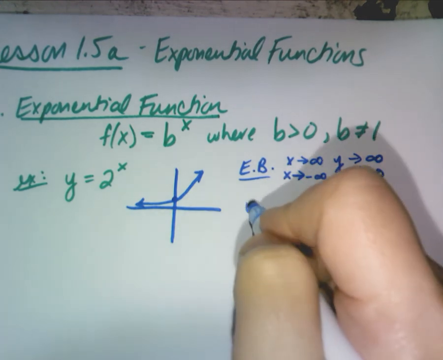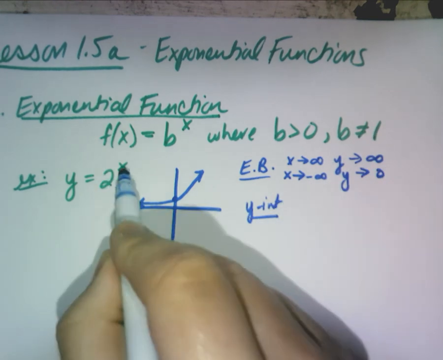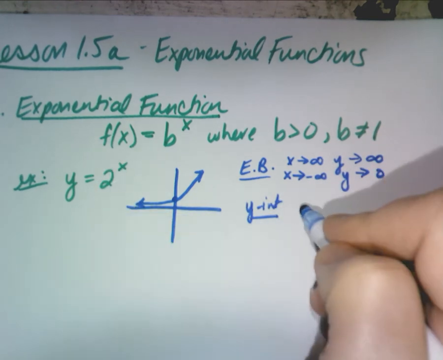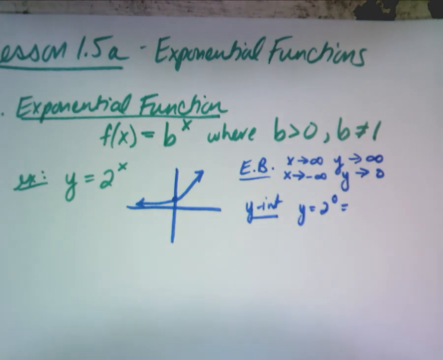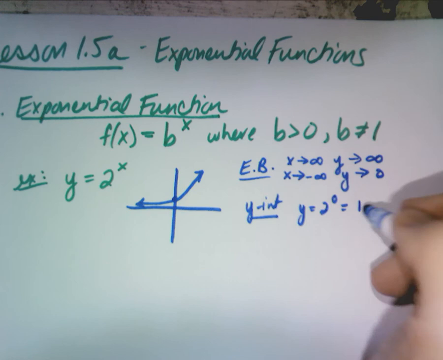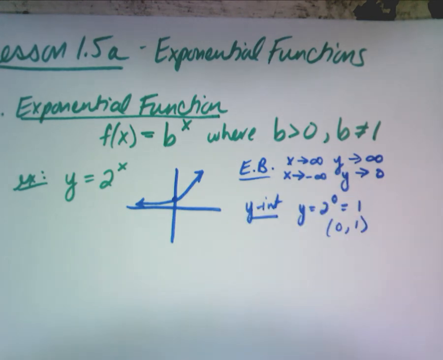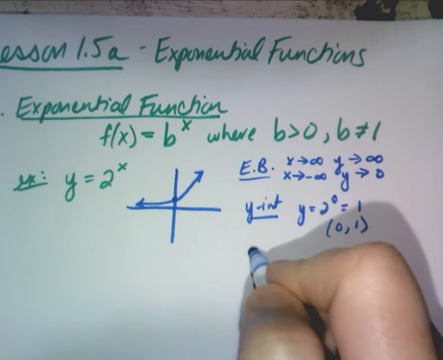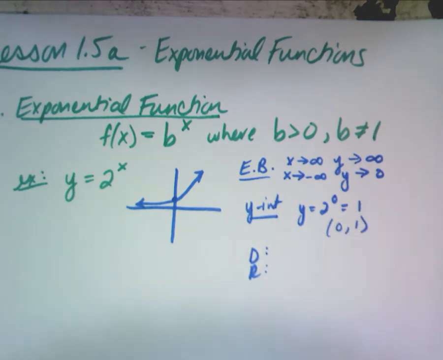So your end behavior is different on these graphs. The y-intercept we already talked about. For the y-intercept, you plug a 0 in for x. So y equals 2 to the 0. Anything to a 0 power is what? 1. So that's why your y-intercept is 0, 1. But again, you can see that from the graph. I will ask you domain and range. Again, it's just things that you've got to know in this class. You just have to know these things.